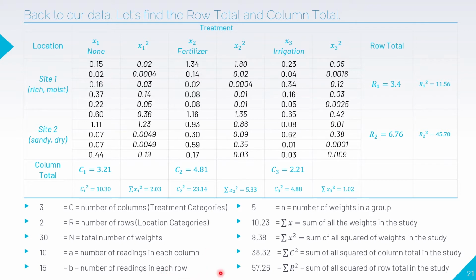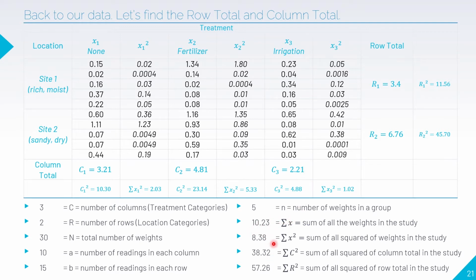So now we have 5 as our n, the number of weights in a group. So, as I mentioned earlier, we have 5 here, 5 here, 5 here, 5, 5, and 5. So, our n is 5. So, our summation of X, the sum of all the weights in the study. So, we just need to add this one, and add this one. So, that's an example here. So, we have 3.21 plus 4.81 plus 2.21. And we have our summation of X equals 10.23.